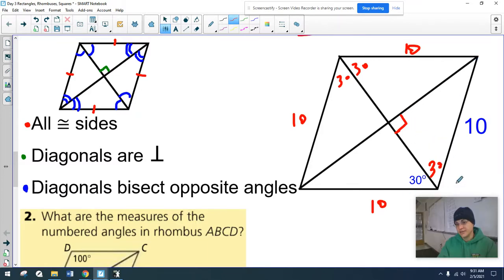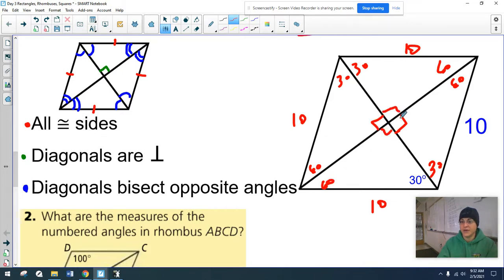Or this is 60. So for a parallelogram, that would make this have to be 120. It's 120 because the consecutives add up to 180. And then if you cut it in half, since it's bisected, you'll get 60. Either way works. So these are all 60s, and these are all 90s.